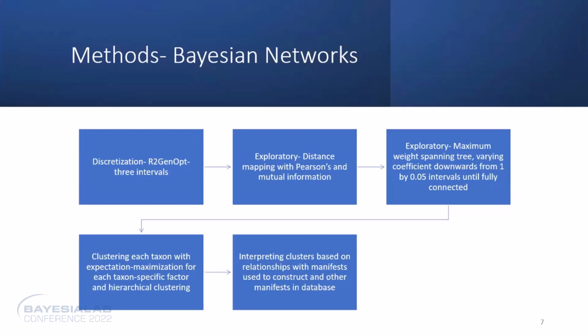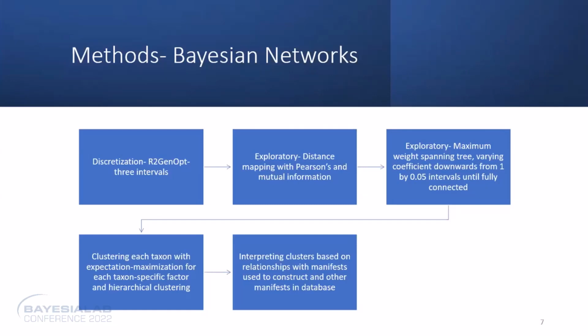For our Bayesian networks, we had 2 major phases. One we'll call an exploratory phase, and the second is the clustering phase. Upon importing the data, we discretized with R2 GenOpt with 3 intervals given the relatively low n value for the data set. The first part of the exploratory phase used distance mapping with Pearson's and mutual information. The second part used a constrained unsupervised network structure, the maximum weight spanning tree, and we varied the coefficient for complexity downwards from 1 by 0.05 intervals until we had a fully connected network.